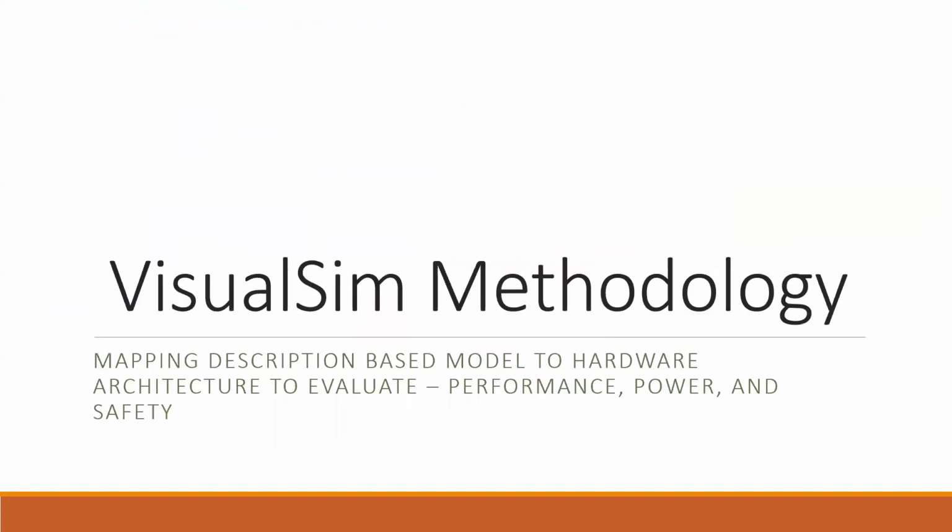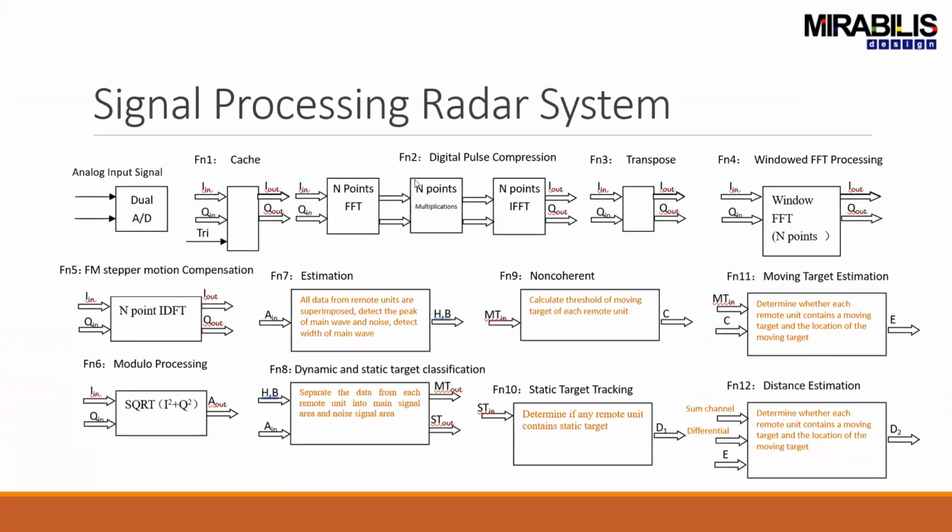So now we are going to look at the VisualSim methodology, where we map the description-based model to hardware architecture to evaluate performance, power, and safety. Here, as an example, we have selected the signal processing radar system, and here we have the different functions or sequences involved in this particular use case. So here we can see the ADC, then we have the different functions, function 1, function 2, detailed pulse compression, function 3, transpose, function 4, window FFT processing, and so on.